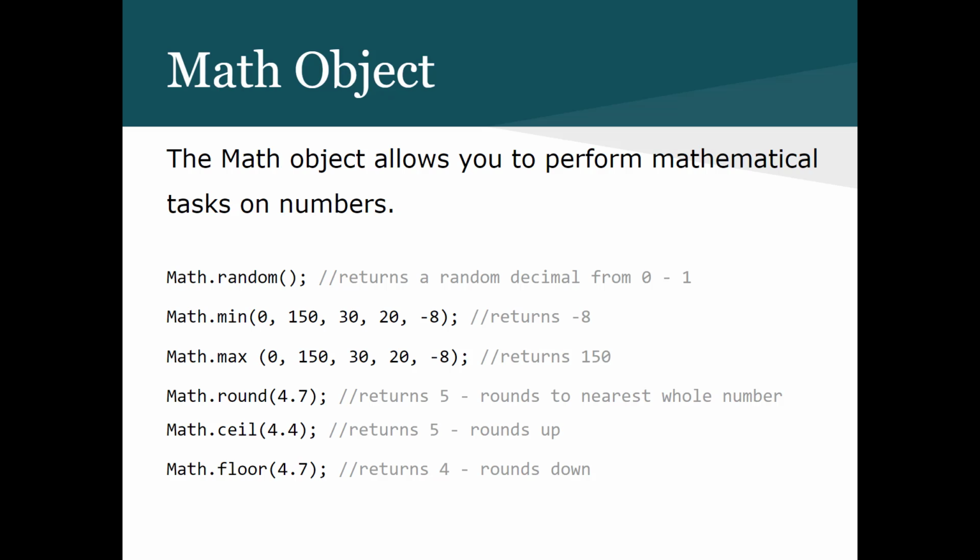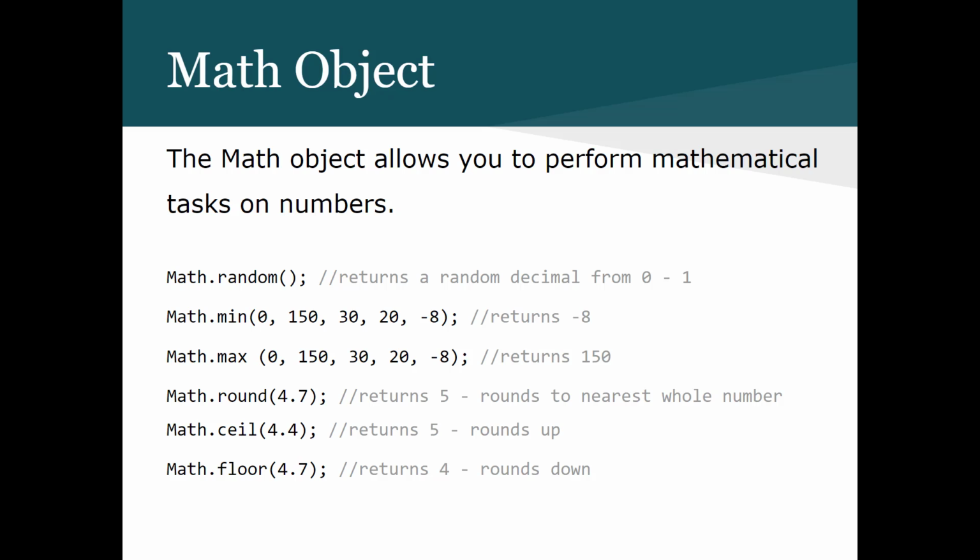So with the explanation of numbers out of the way, the Math object allows us to perform math on numbers. Here we can see some methods used on the Math object. A minor correction on Math.random: it returns a decimal value from 0 to almost 1. It never gets to 1. We can use Math.random for randomization in our games. Math.min returns the lowest value in a set of numbers. Math.max returns the highest value.